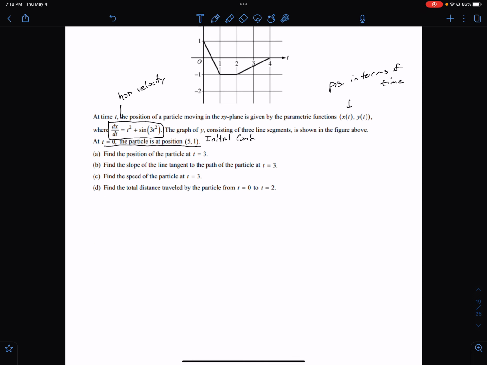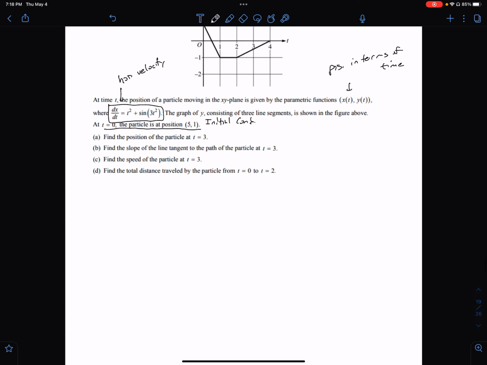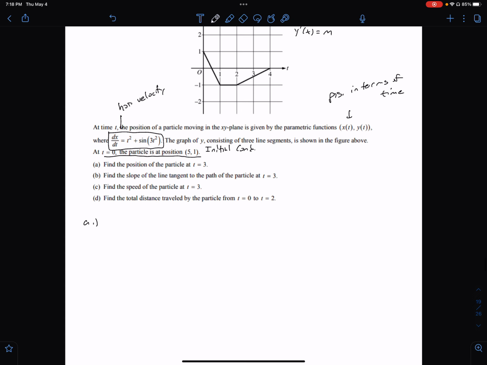So let's take a look at part A. Part A says find the position of the particle at t equals 3. So that's not that bad to do. We want to find the position at t equals 3. Now, y of 3 is going to be really easy. That is just the value of the function up here. Be careful. It's going to be a little bit tricky because we have to use the slope. From 2 to 4, the slope goes up 1 over 2. So it has a slope of 1/2. So if I'm at -1, that's going to put me here at -1/2. So I got my y value of -1/2 right there.